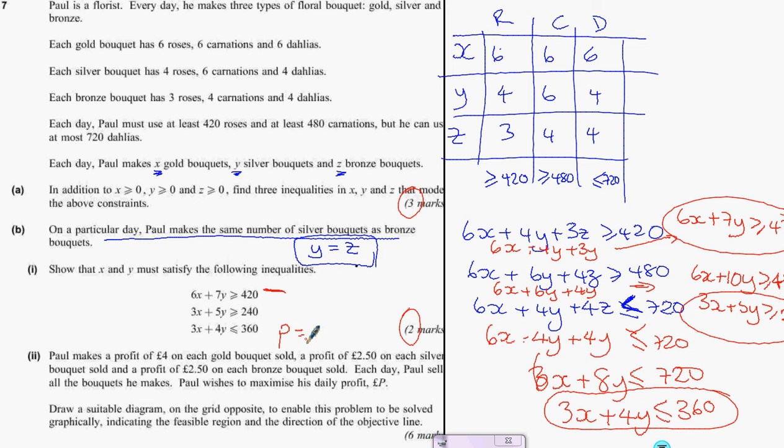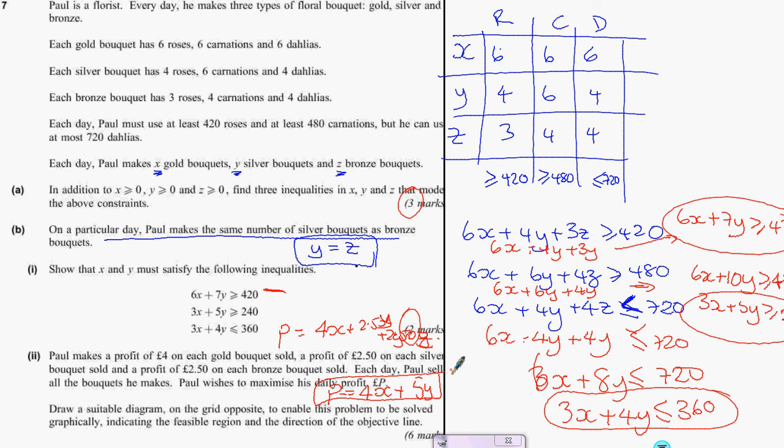And his profit is £4 on a gold, £2.50 on X and £2.50 on Y. Okay, given X and Y is the same for this one, you're going to say the profit then, like the previous one, is 4x plus 2.5x and 2.5y and 2.5z would then be 2.5y plus 2.5y gives you 5y. So this is the profit that we're looking for on our objective line.